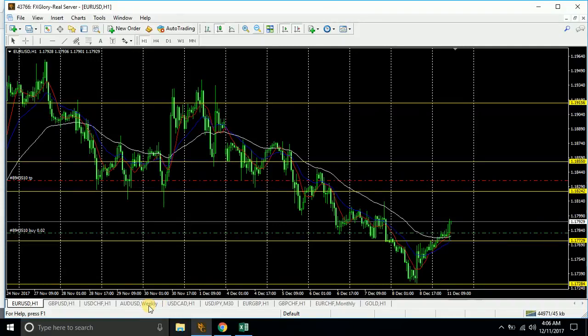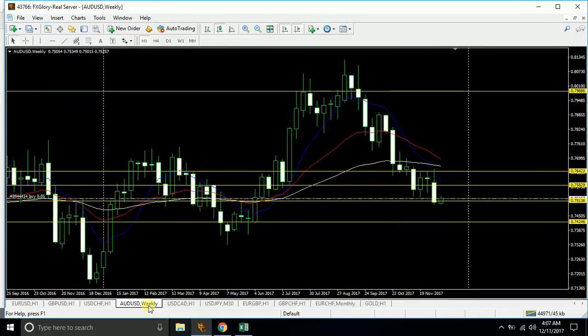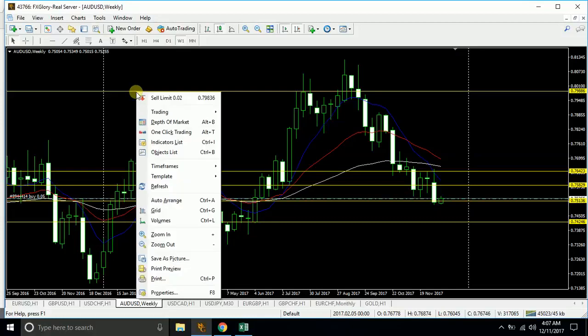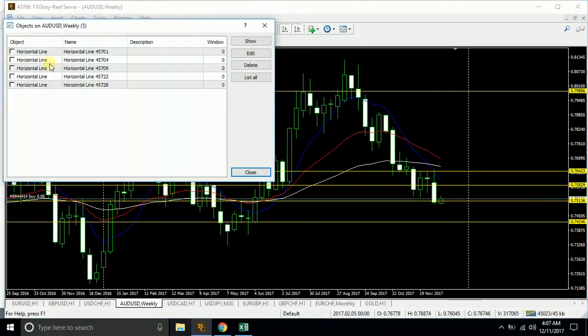Now let's break down the Aussie USD. I believe I have a trade in here as well. This is just a little tester account. Okay. Now, we're going to do the same thing to the Aussie USD.